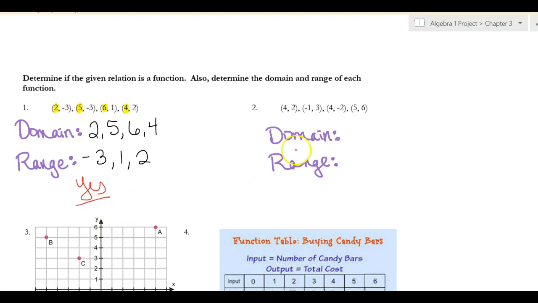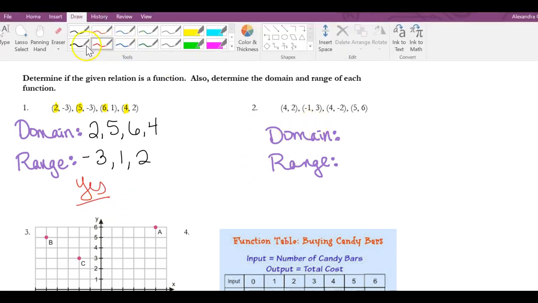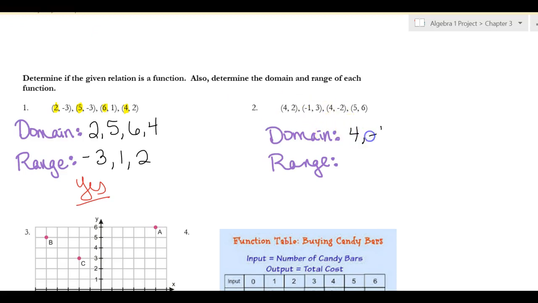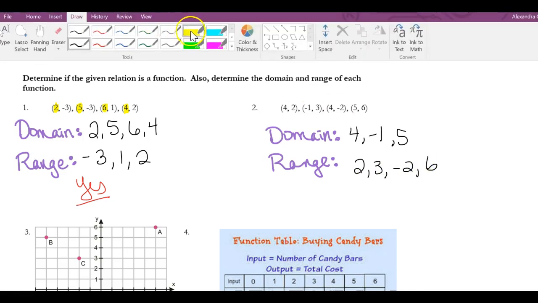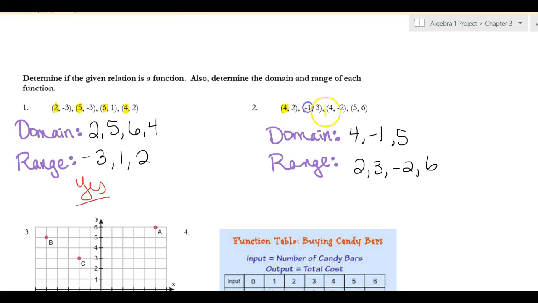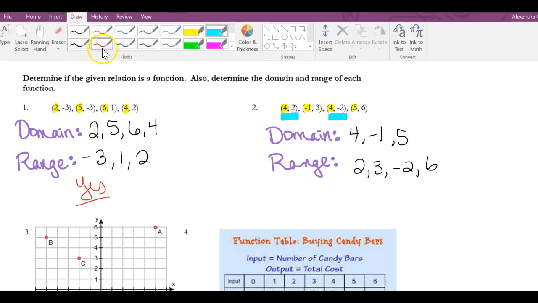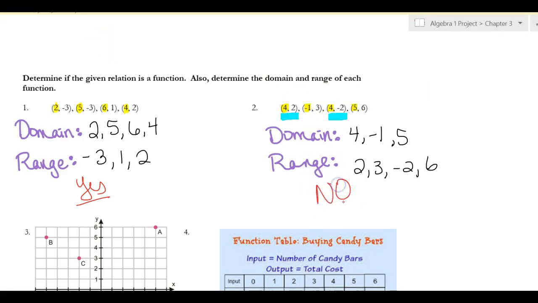Yes. All right, for number 2, the domain was 4, -1. I don't need to write that 4 again, and 5. The range was 2, 3, -2, and 6. So now to determine if it's a function, you look at your x's. And if you notice, I do have 2 of the same x's, so this is what I have to look at. Does this go to the same number as this one here? It doesn't. 4 goes to a +2, and then 4 goes to a -2. So because 4 is going to 2 different places, that is not a function. No.